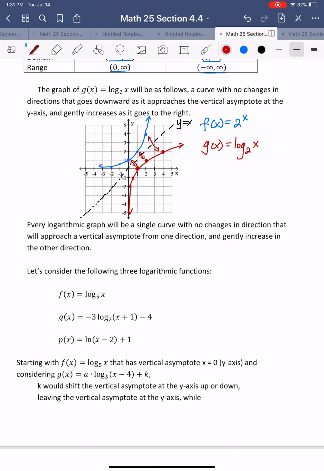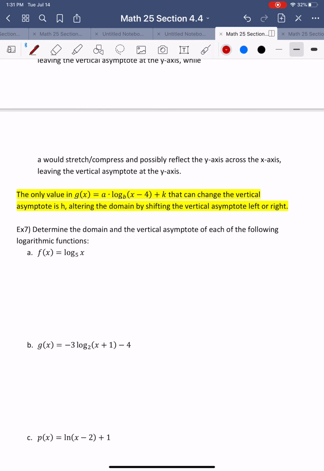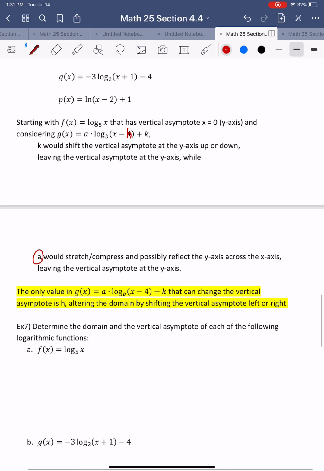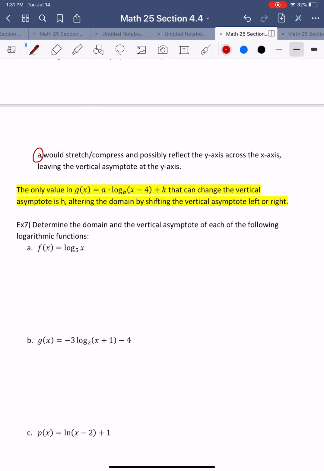And considering g of x as a times log base b of x minus h plus k, though I don't know how I wrote 4 there, but I want to put it as h here. So this must be h. So k would shift the graph up and down, leaving the vertical asymptote at the y-axis, while a, I'm talking about the letter of the general form, right? Stretches or compresses by the size of a. So a greater than 1 is going to be stretched. A between 0 and 1 is going to be compressed. And there is a reflection when a is less than 0.